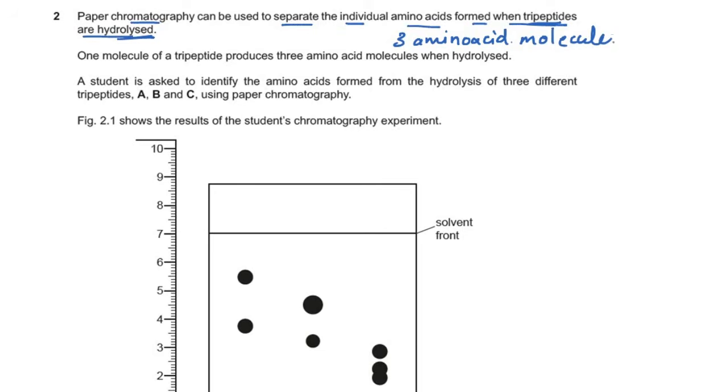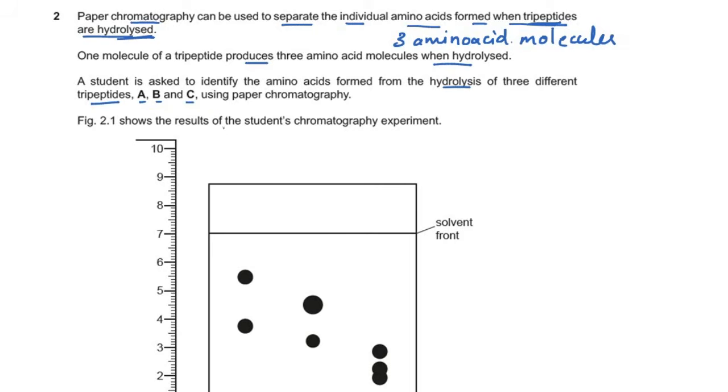So here the separated amino acids are then chromatographed, that is with the help of chromatography they are separated, and one molecule of tripeptide produces 3 amino acids when hydrolyzed. This is what I've explained to you. A student is asked to identify the amino acids formed from the hydrolysis of 3 different tripeptides A, B, C. So here we are given the samples of 3 different tripeptides, each carrying 3 amino acids, using paper chromatography.